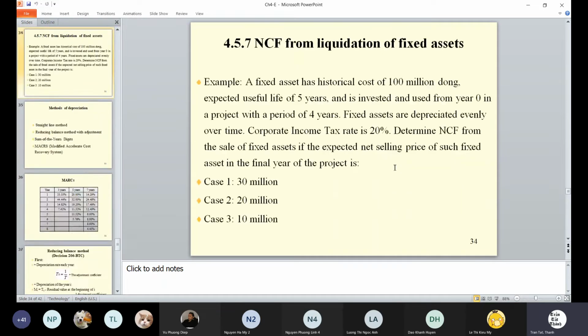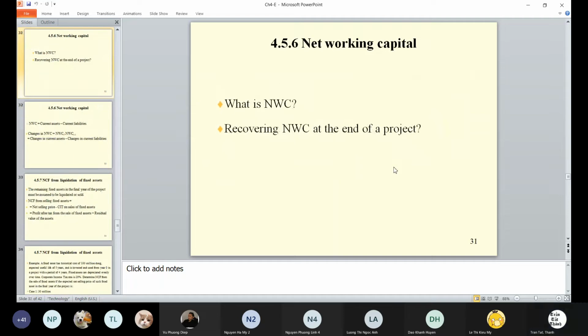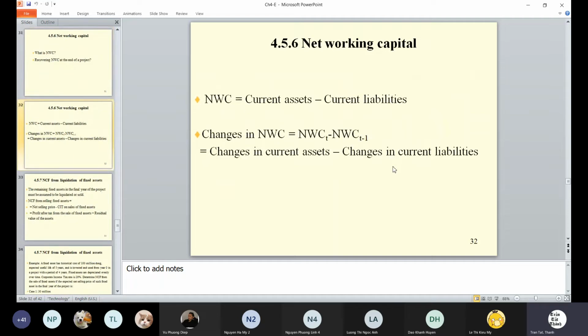Net working capital. In analyzing the cash flow of the project, you would work on the net working capital as well. And you already know that net working capital equals current assets minus current liabilities.